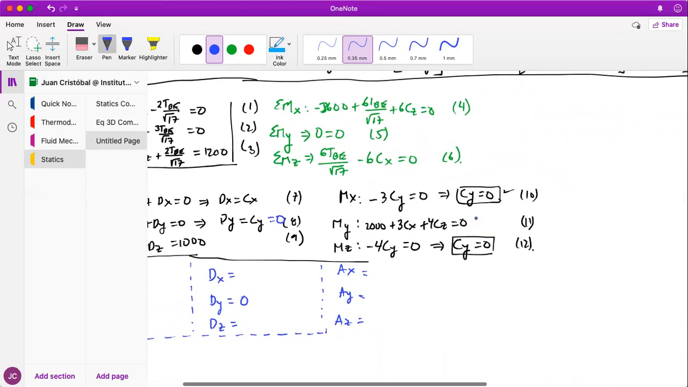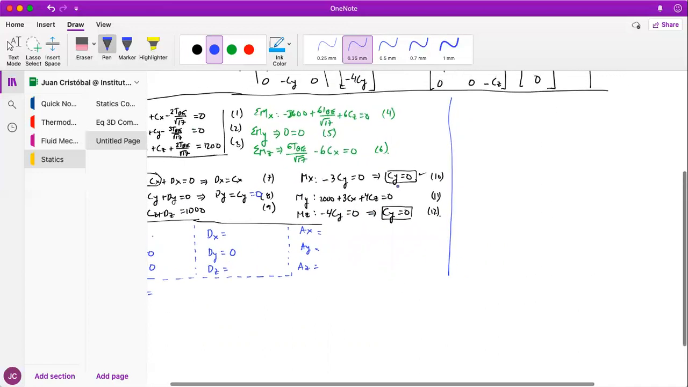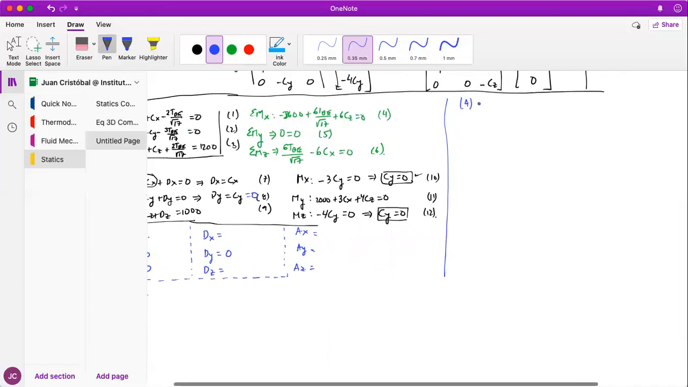Okay, so fine. Let's just make ourselves some room here. How do we solve this stuff? Okay, what I'm gonna do here is, let me just do this. I'm gonna grab 4 and 6. Okay, so I'm gonna grab these two.